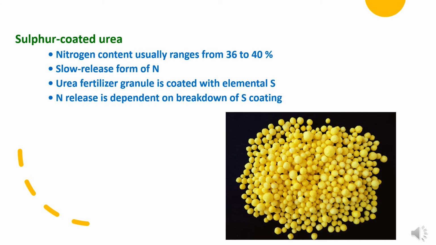Now to study slow released or controlled release nitrogenous fertilizers. First one is sulfur coated urea, which contains nitrogen 36 to 40%, and this is one of the forms of slow releasing fertilizers. In this case, the urea is coated with elemental sulfur, and after breakdown of sulfur, nitrogen is released and it is available to the plant slowly and for a longer period.